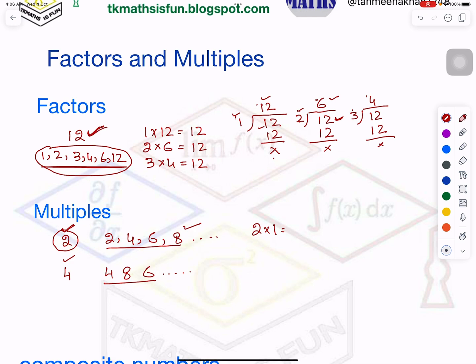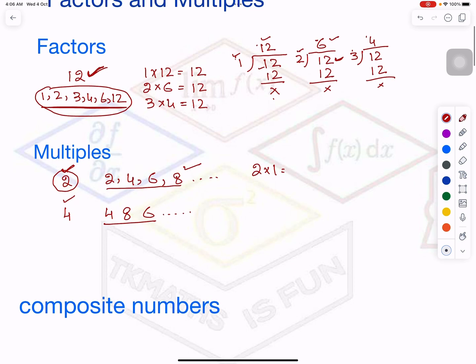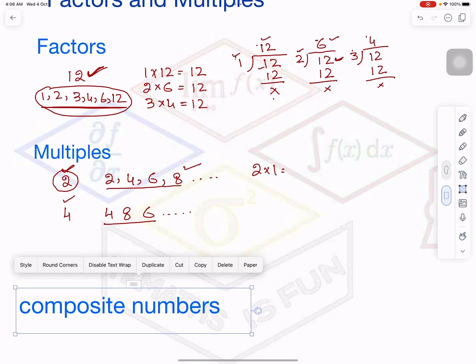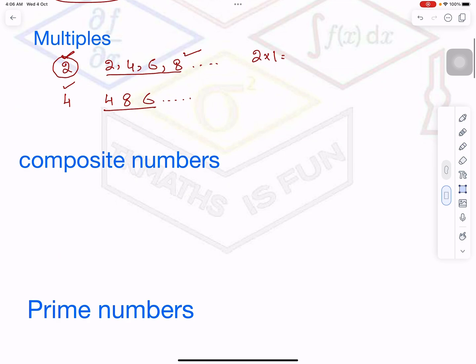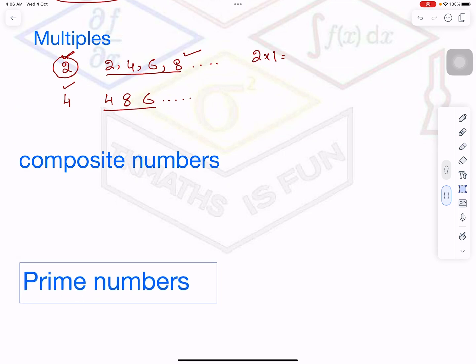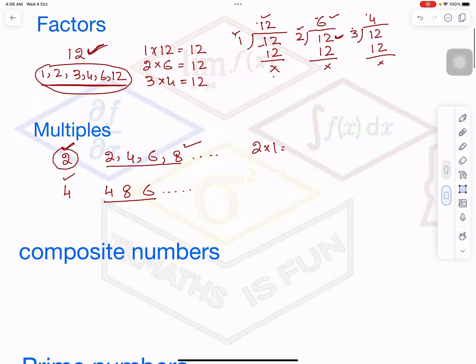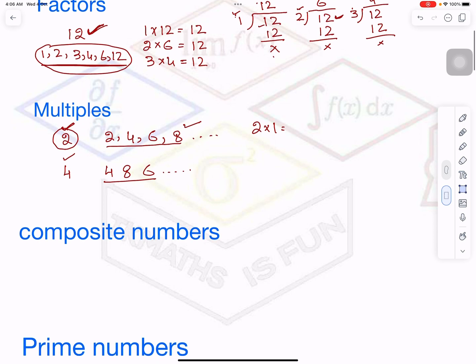Okay, so these are factors and multiples. Now what are composite numbers and what are prime numbers? You need to understand this also, because later I'm going to find out common multiples and common factors in the next video. So first of all, understand what are factors and multiples.